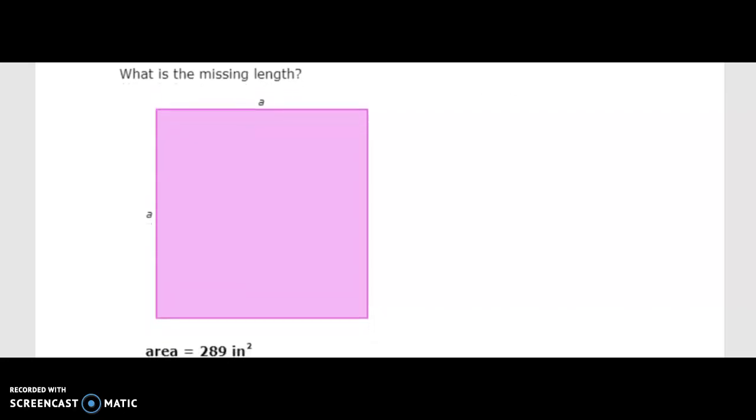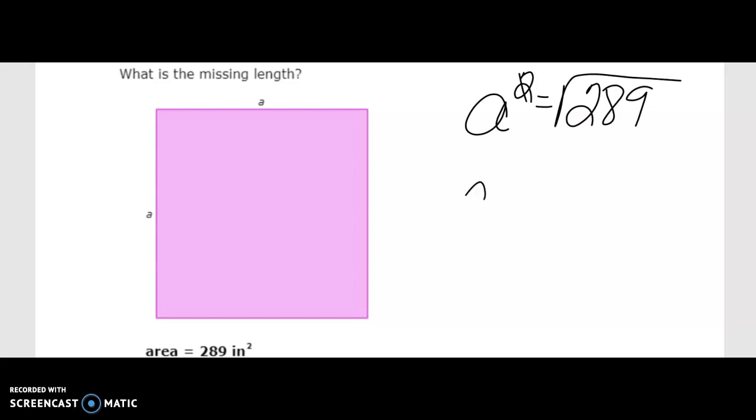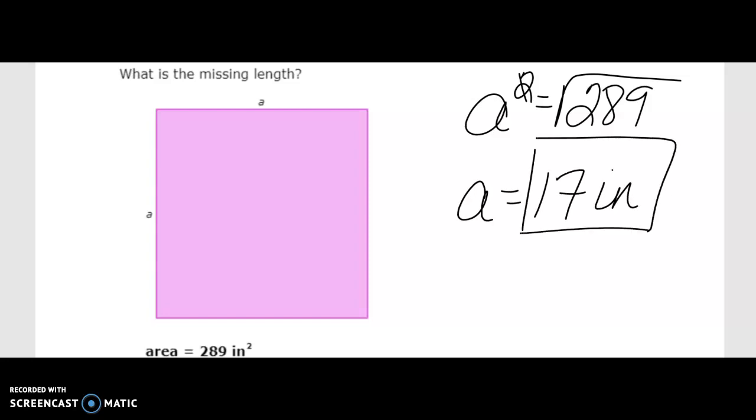So a times a is a squared, and we got 289. So how do we figure out what the a was? We square root, and the square root of 289 is 17. And so it's going to be 17 inches. The reason I know it's going to be inches is because it told us it was 289 inches squared in the beginning.